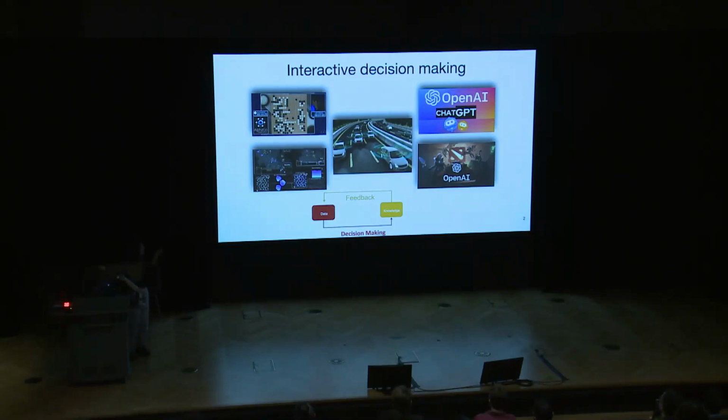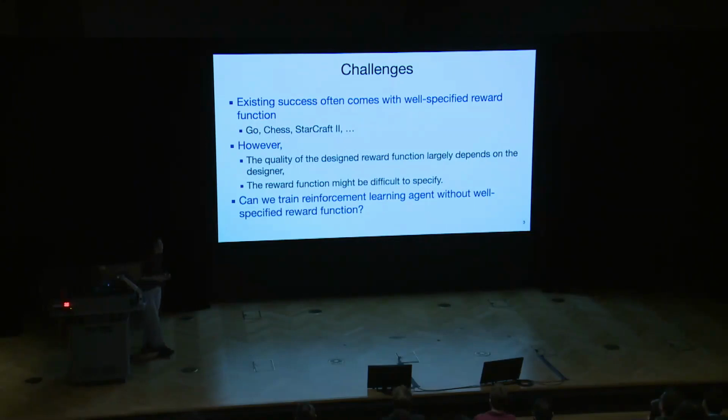But actually, for the existing success of games like AlphaGo or AlphaStar, one thing that we have noticed is that the training of this kind of reinforcement learning agent to play chess or Go has relied on well-specified reward functions, which are designed by the game designers. Based on these well-specified reward functions, we could train the RL agent to play Go and defeat human champions, or play StarCraft 2.